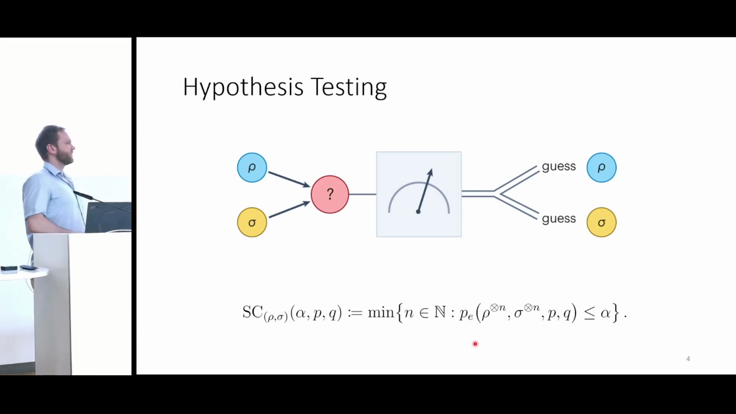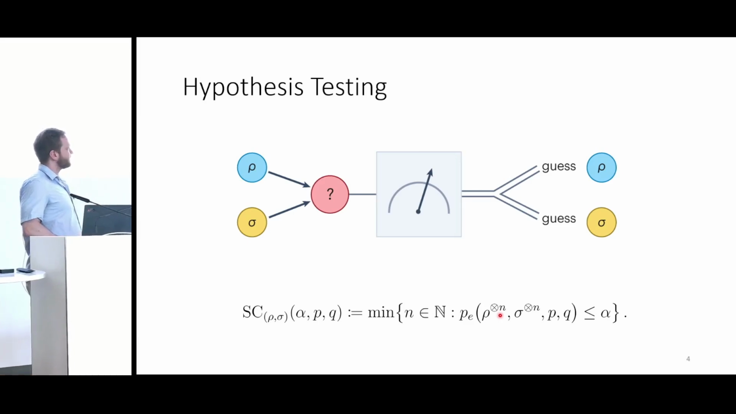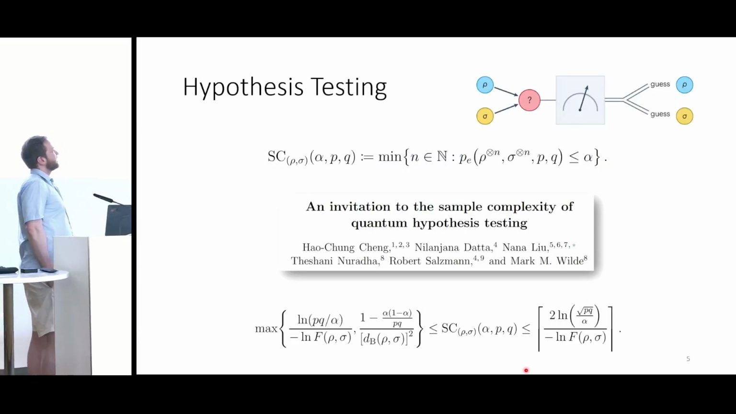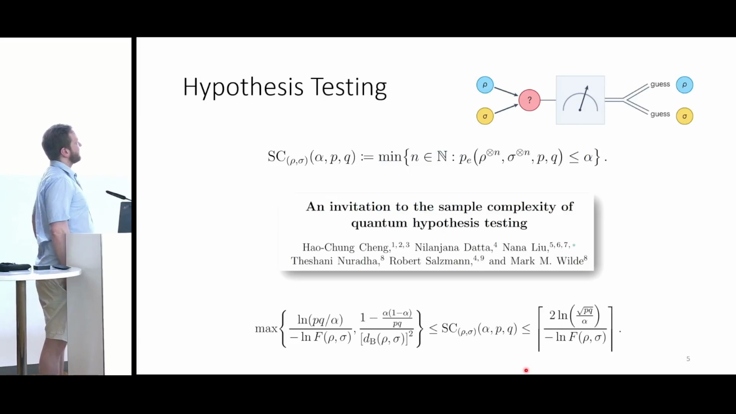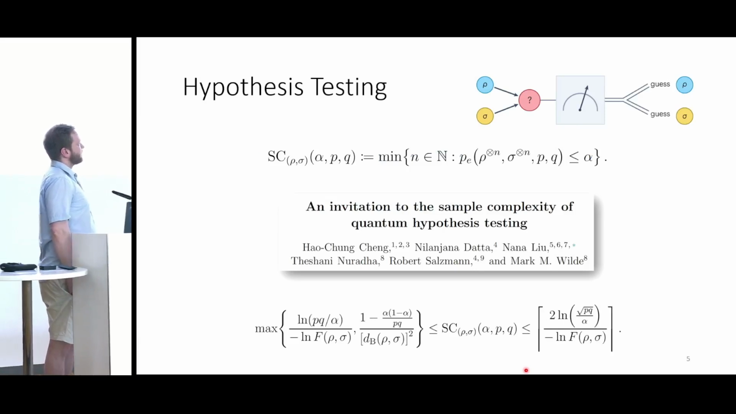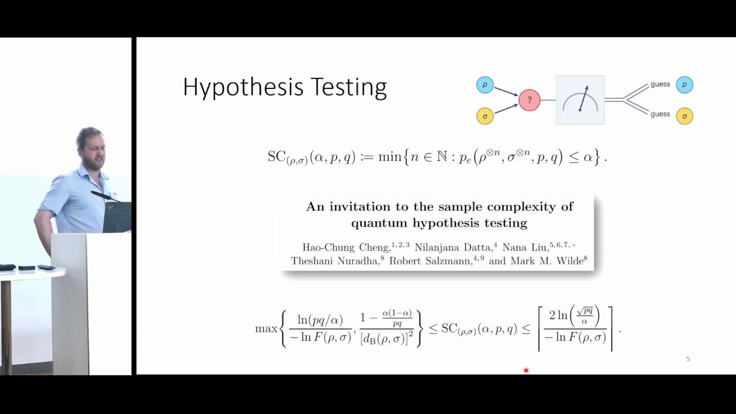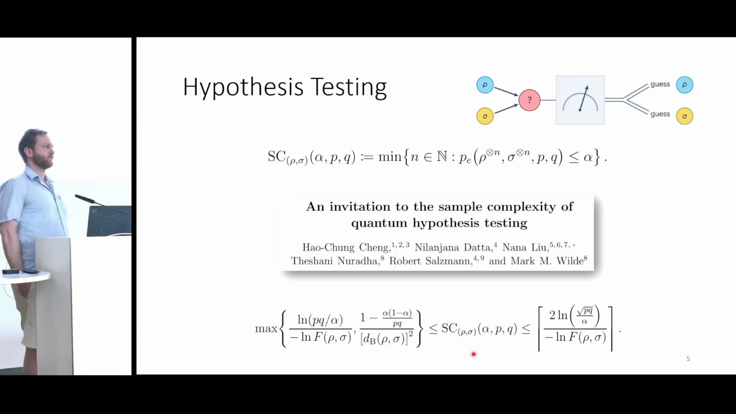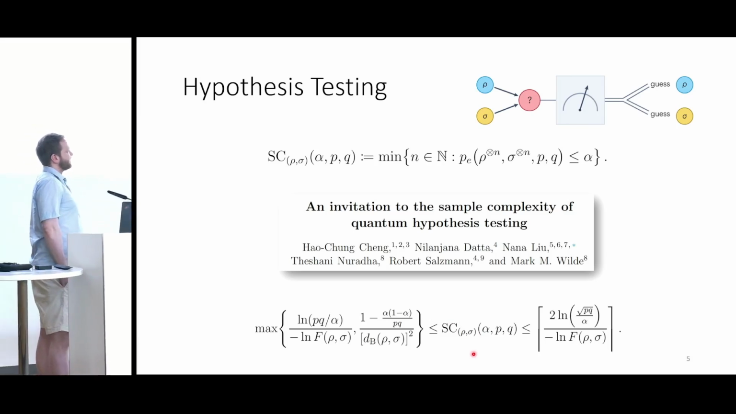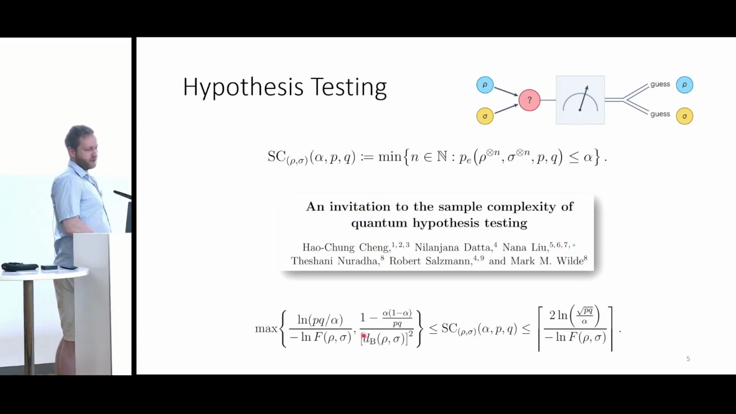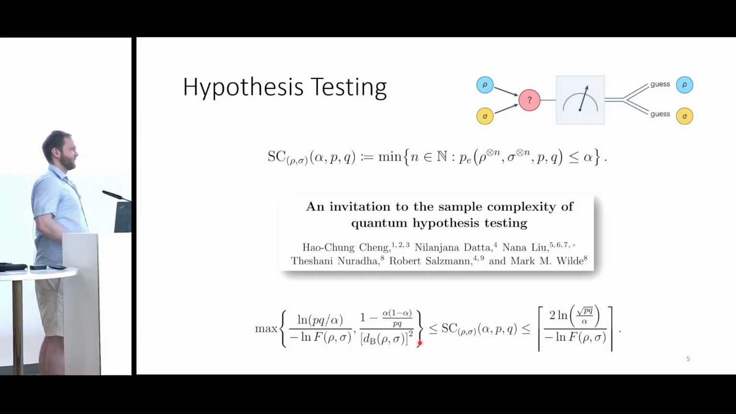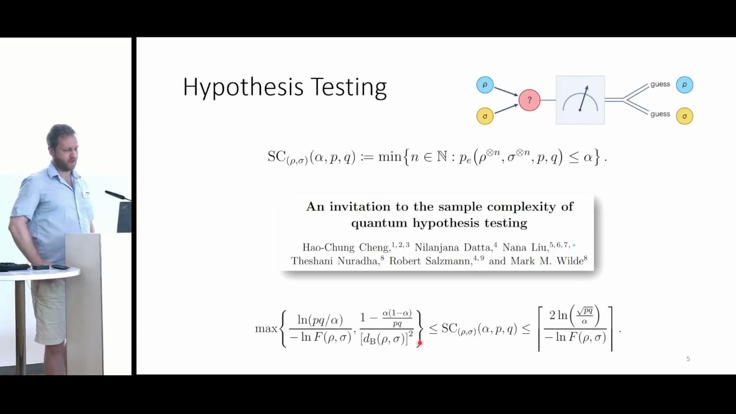This setting is reasonably well understood, and I want to refer here to almost a review paper on this topic, the sample complexity of quantum hypothesis testing, where pretty good lower and upper bounds on the sample complexity were given, mostly in terms of the Chernoff distance and the fidelity. In fact, these are the results that are the starting point for our two papers.